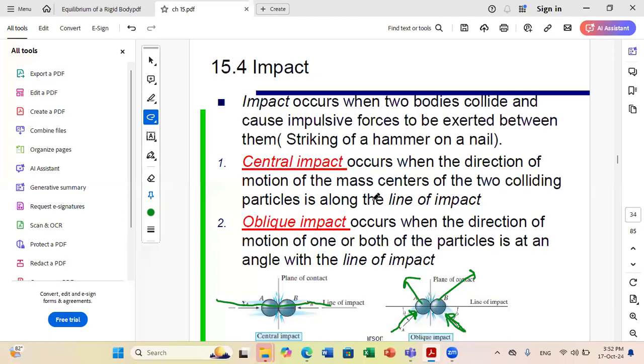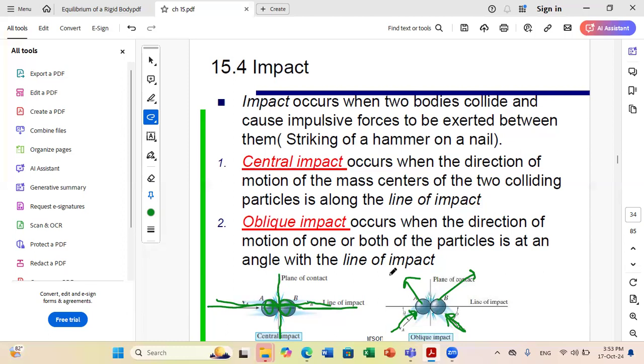In central impact, the direction of motion of the mass centers of the two colliding particles will be along the line of impact. What is the line of impact? It is the line perpendicular to the plane of contact. If you have two balls directed towards each other, when they meet, you can define the tangent plane. The line of impact is perpendicular to the tangent plane. Because the velocities are along the line of impact, the final velocities will also be along this line. In the oblique case, if you draw the line of impact, you have velocity directions different than this line. So this will lead to new directions of velocities after collision.